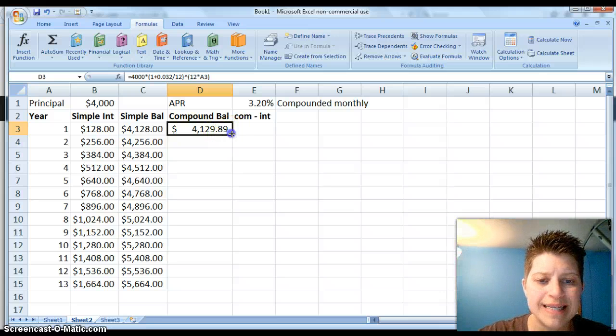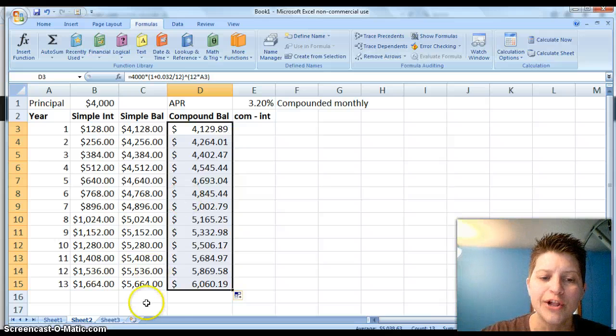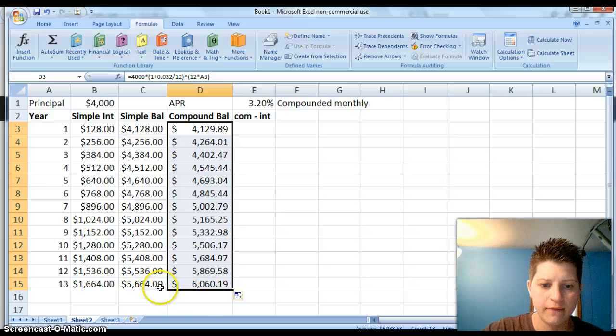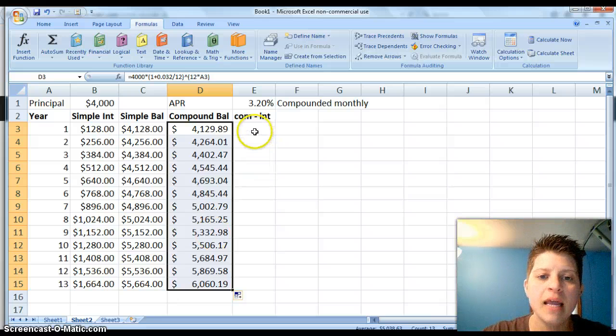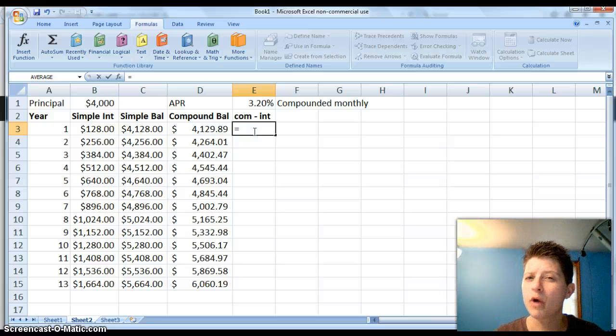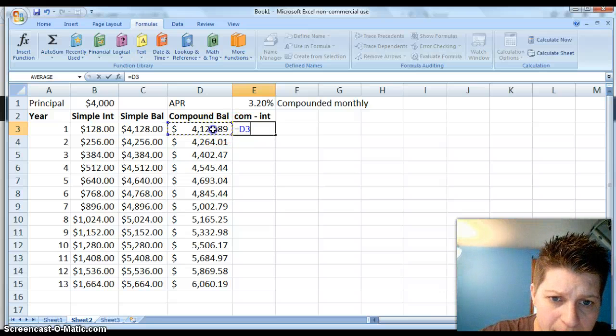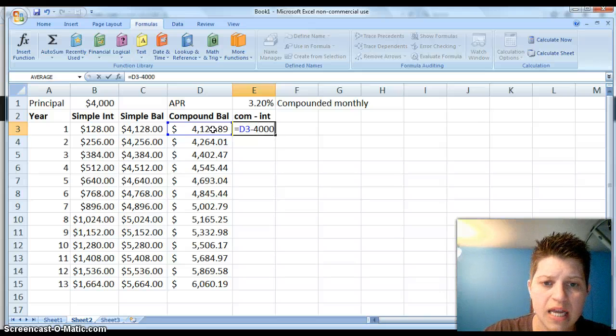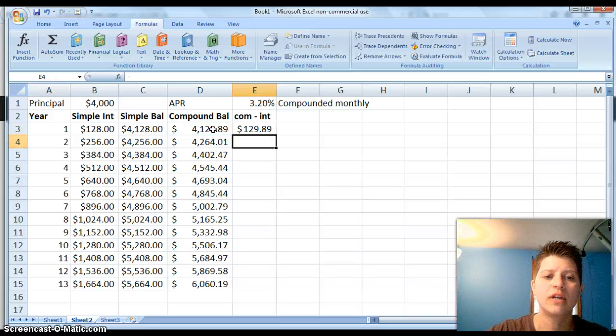All right, so I'm going to go ahead and double click, and that fills in. Look at the balances. After 15 years, you have an extra $400 by compounding monthly versus simple interest. And then, how do I figure out my interest from compounding? So remember, our compound is kind of opposite as simple, in that we start with our balance. So I take my balance and subtract my principal, which was $4,000, and that tells me how much I earned in interest.